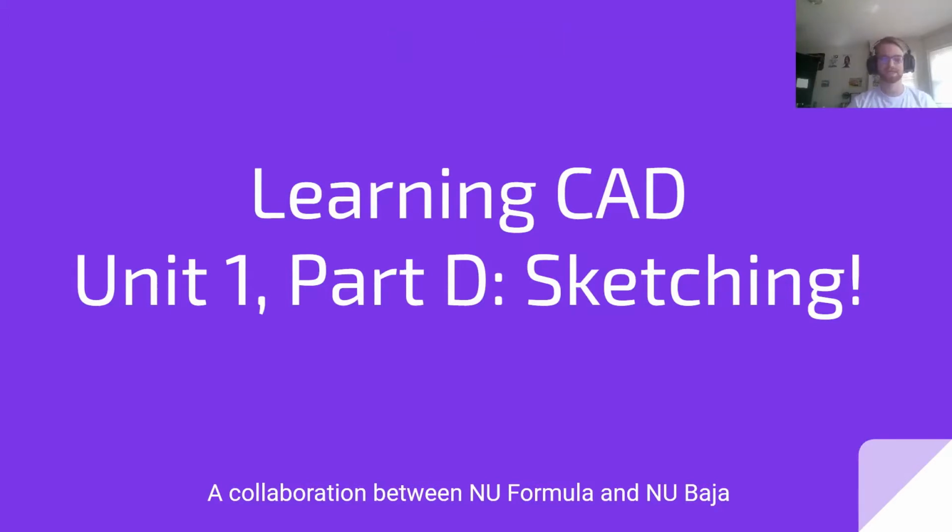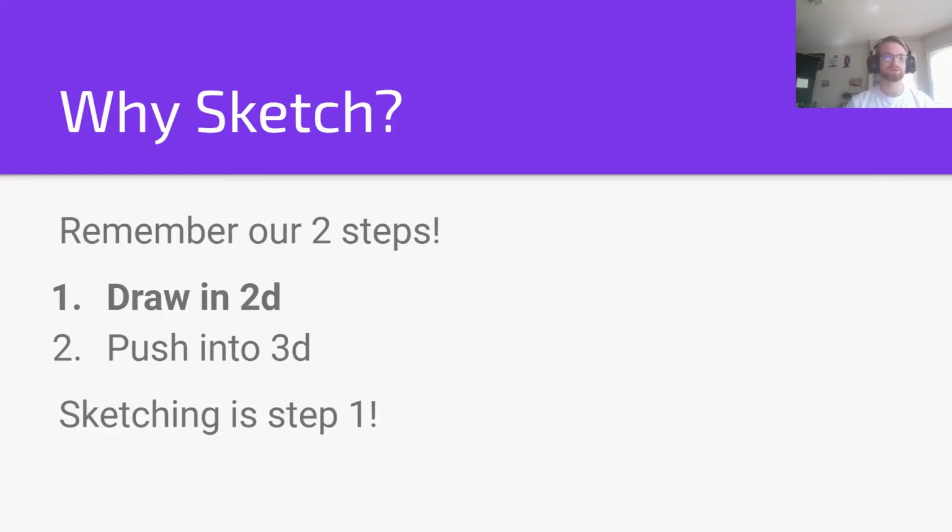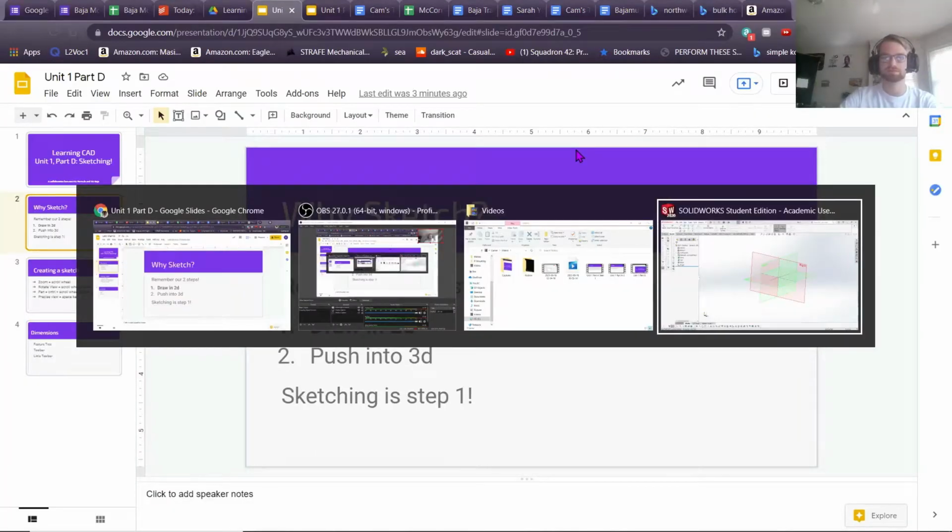Today we're going to be talking about sketching. What is sketching? Well, sketching is simply making shapes in 2 dimensions in our CAD program. And why would we want to do this? Well, if you remember back a couple of videos ago when we were talking about CAD philosophy, we had 2 steps, and step 1 was drawing in 2D, and that's precisely what we're going to be learning how to do today with sketching. So with that, I'm going to flip over to my SolidWorks.